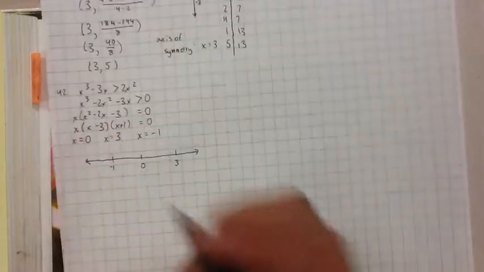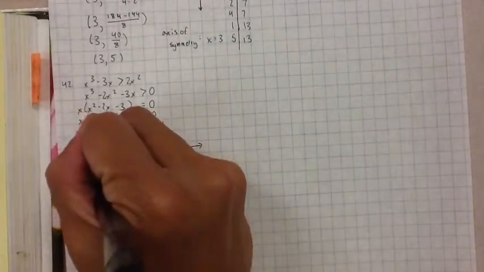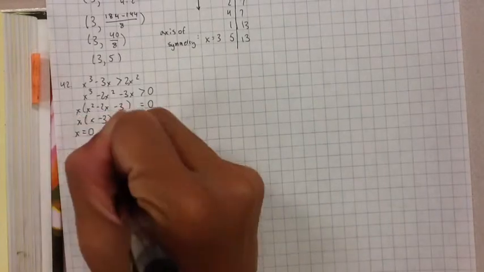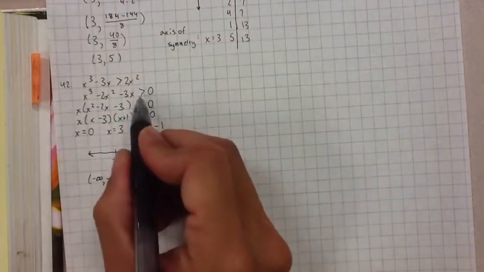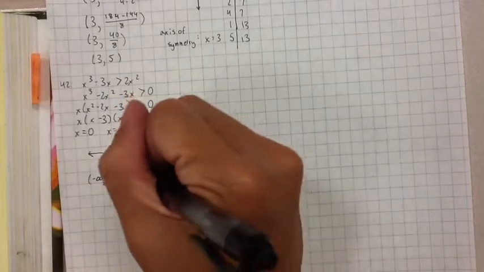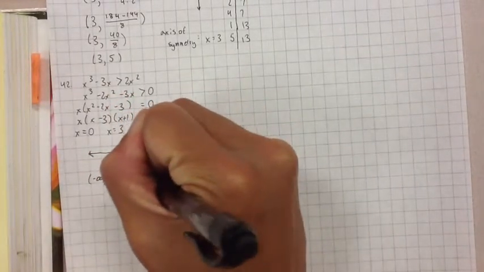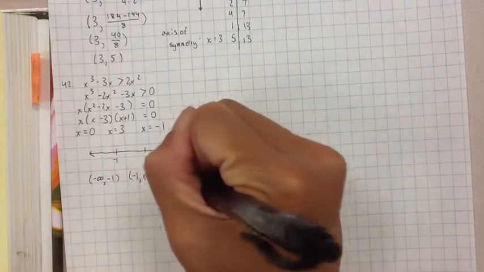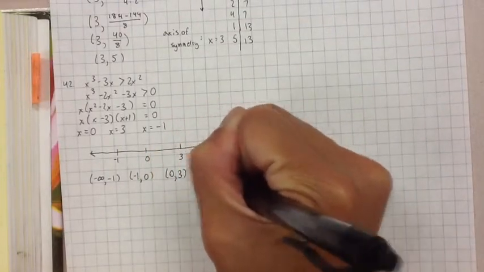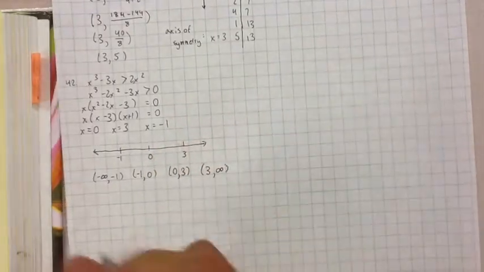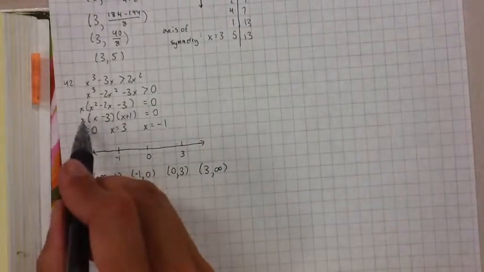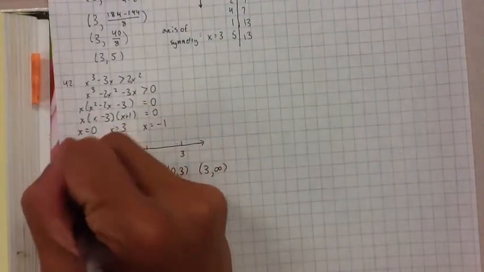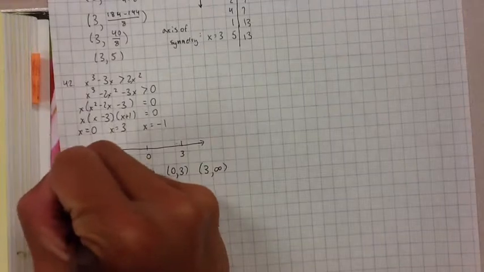So my intervals over here will be negative infinity to negative 1. All are in parentheses because this is a greater than sign, not a greater than or equal to sign. Then we have negative 1 to 0, 0 to 3, and then 3 to infinity. On this side, what do we put? We're going to put our factors, our x minus 3, and our x plus 1. X minus 3, x plus 1.